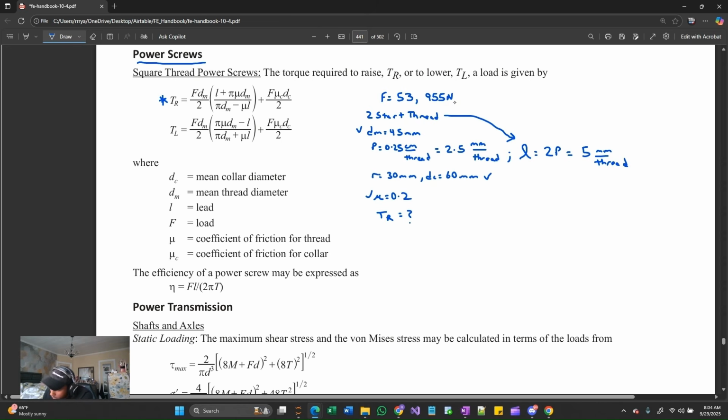We're lifting a quarter of that load, so let's go ahead and plug into T sub R, the torque required to raise the load. F was 53,955 newtons. D sub M is 45 millimeters. And we're going to divide that by 2. We're going to plug into the lead equation, which is 5 plus pi times 0.2 multiplied by the mean diameter. That was equal to 45 millimeters divided by pi times 45 minus 0.2 times the lead was 5.